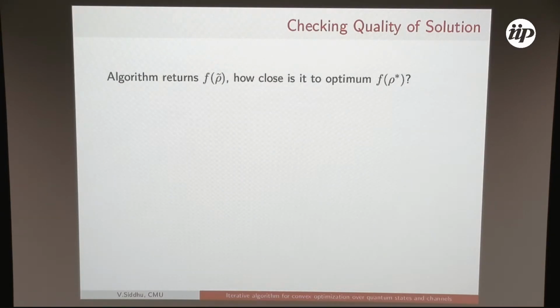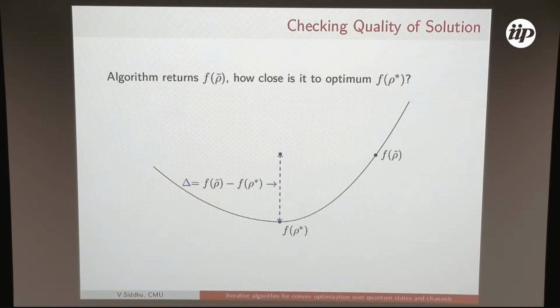OK, good. So your algorithm terminates. And now you want to know how well did we perform. You want a way to tell how close you are to the optimum. So here's how to construct a bound for that. You have some convex function, and you are at some point. And this is your minimum. You want to compute this delta.